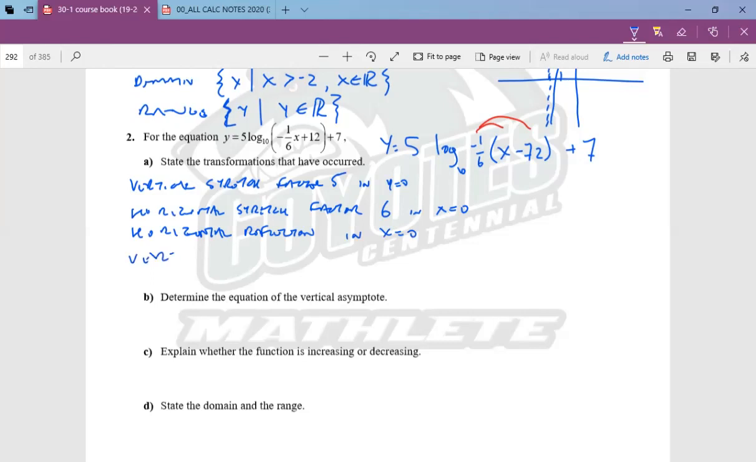We have a vertical translation of 7 and a horizontal translation to the right 72. Determine the equation of the vertical asymptote if it's been shifted to the right by 72. So there is your vertical asymptote. It's x equals 72.